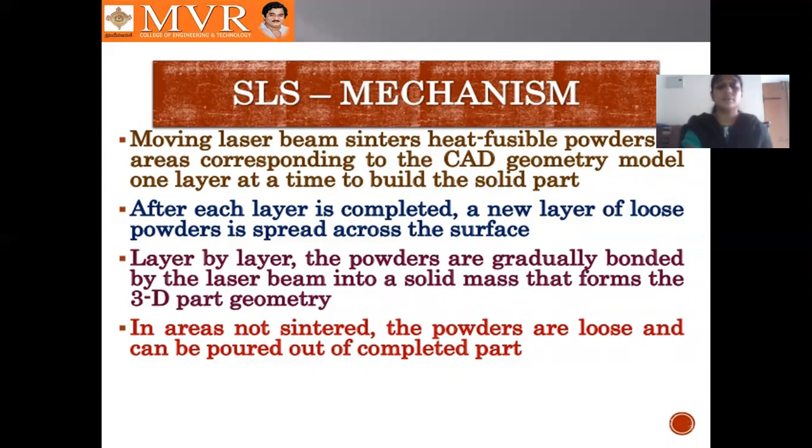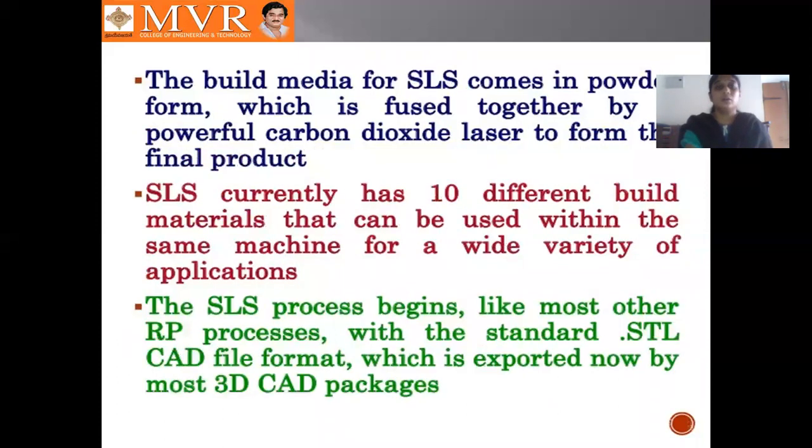After each layer is completed, a new layer of loose powder is spread across the surface, and layer by layer the powders are gradually bonded by the laser beam into a solid mass that forms the 3D geometric part of the model. The build media for SLS comes in powder form, which is fused together by the powerful carbon dioxide laser to form the final product. SLS currently has 10 different build materials that can be used within the same machine for a wide variety of applications.